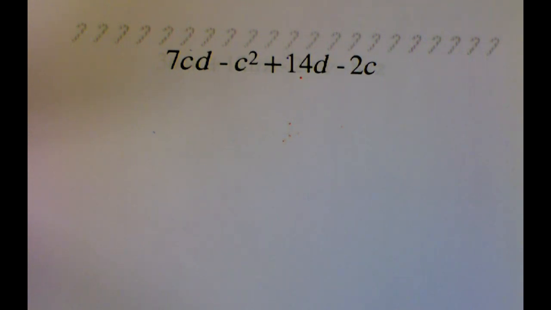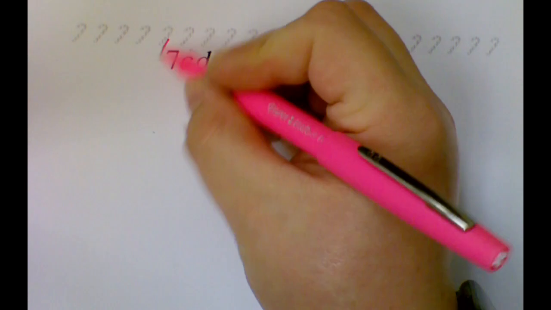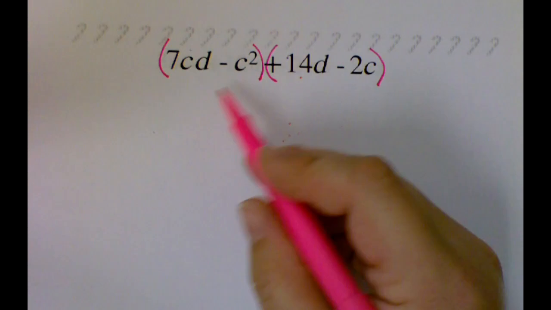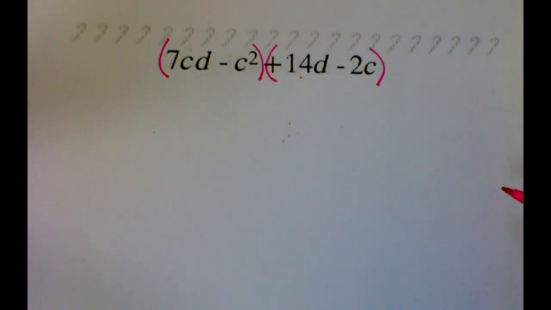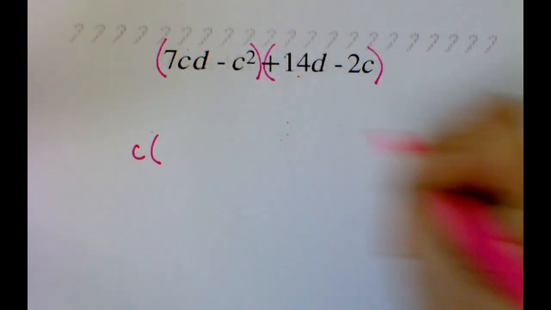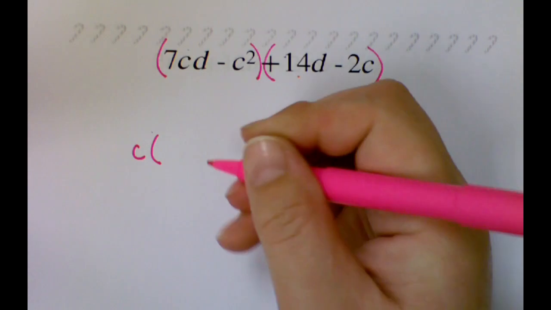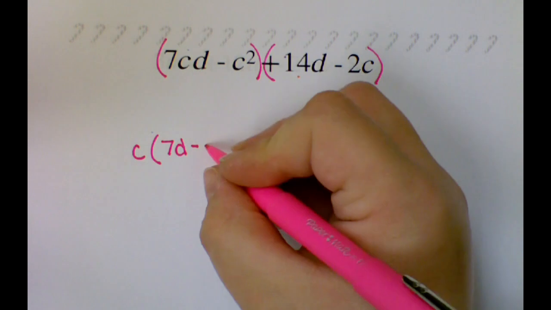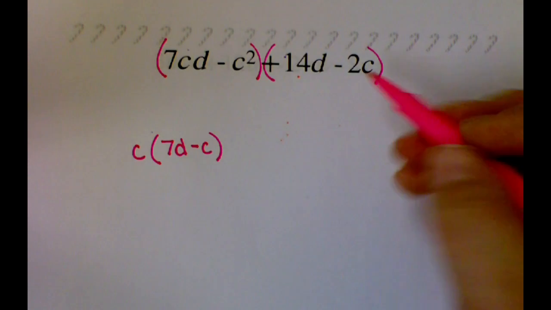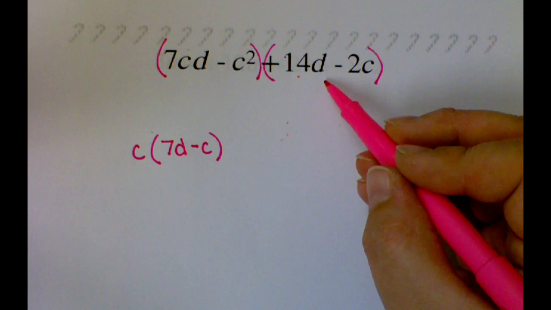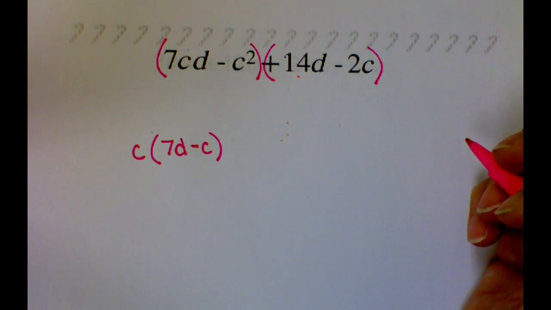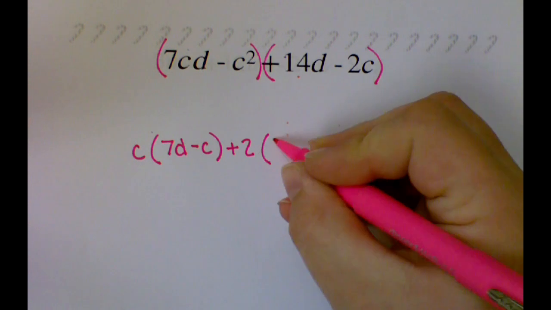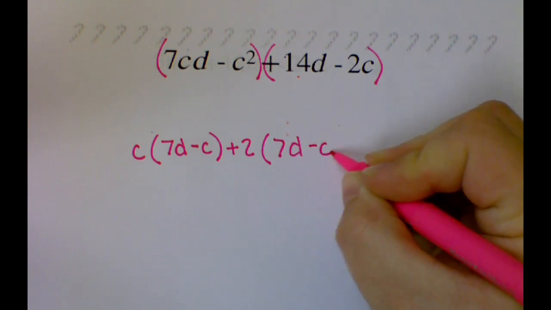To factor by grouping, I split it into 2 pieces. So I'm going to take my first 2 terms and my last 2 terms. Looking at my first 2 terms, I look for the GCF. I can take a c out of both of those. If I take a c out of 7cd, I'm left with 7d. And if I take a c out of c squared, I'm left with a c. In my last 2 terms, 14d minus 2c, I can take a 2 out, so a positive 2, and that leaves me with 7d minus c.